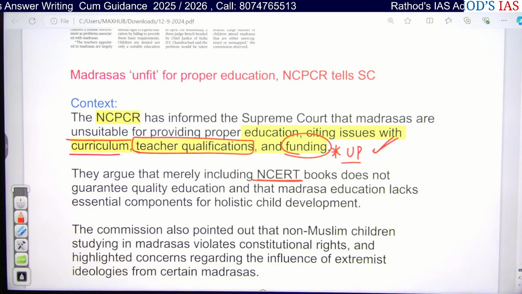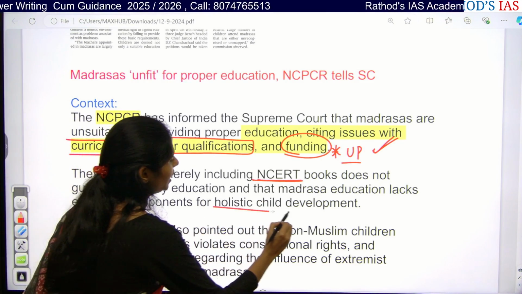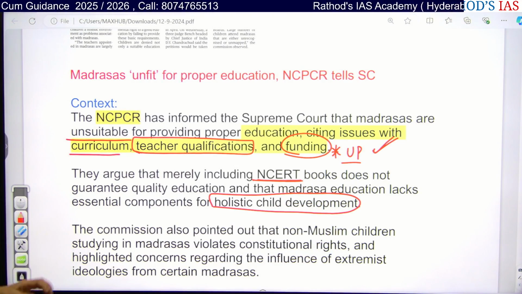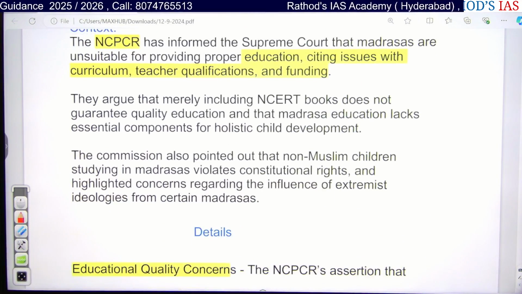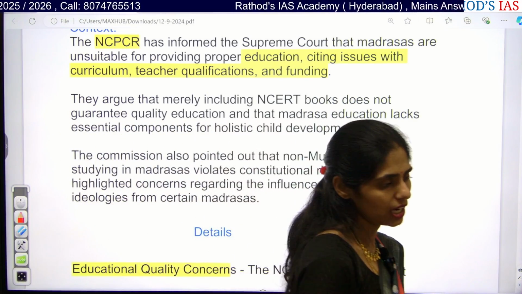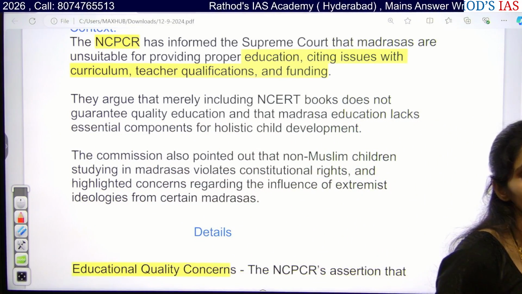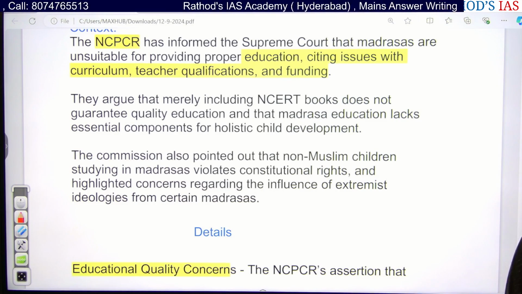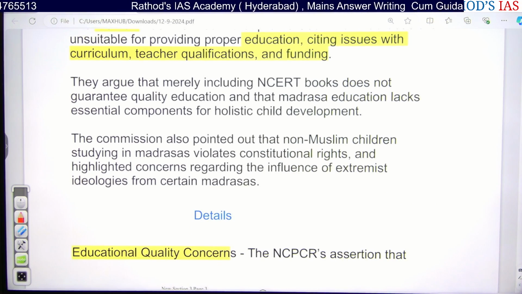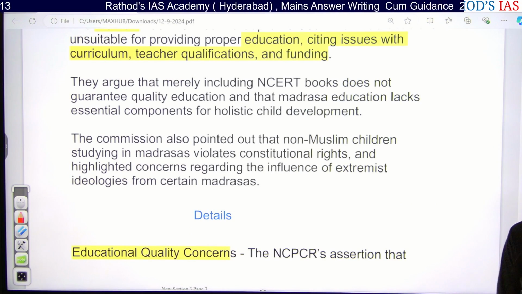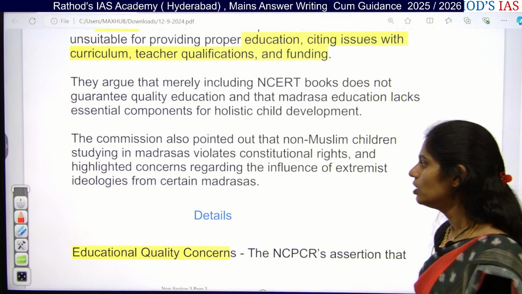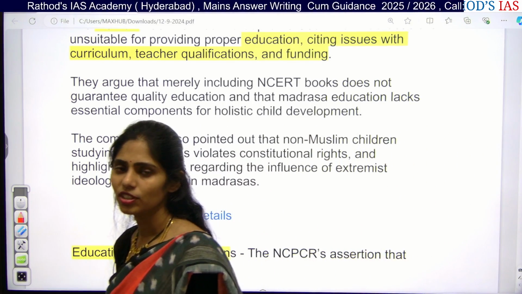No, right? So they need to have holistic child development, but this thing is missing. And next, this commission also pointed out that these madrasas are meant only for Islam, but even they are giving admission to non-Muslim students. Is it correct? Even they pointed out that non-Muslim children are studying in these madrasas. Because of this, it is violating their cultural right, their fundamental right. Okay, so this is the thing given in this article.